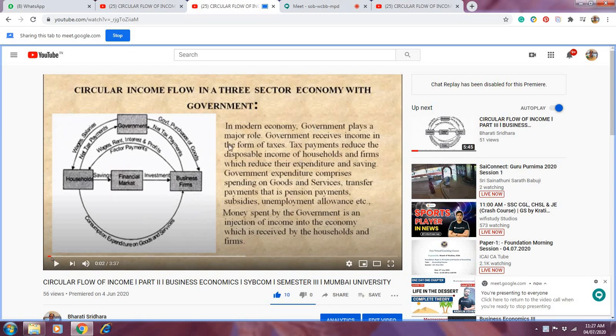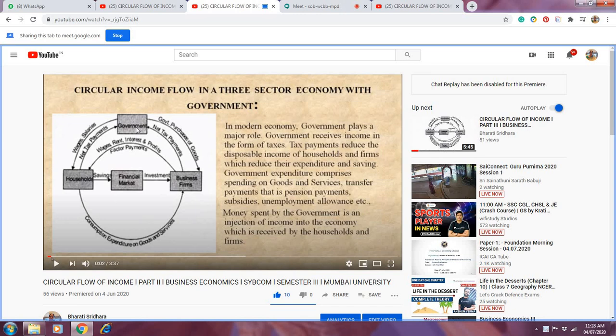So in the three sector economy, what is happening, just see. The remaining part is whatever I told you in the two sector economy, the same explanation is over here. You need not worry about any other thing. The diagram is also the same. But here you have to understand that government is the third sector in the economy. Here the third sector is there. The third sector is government.